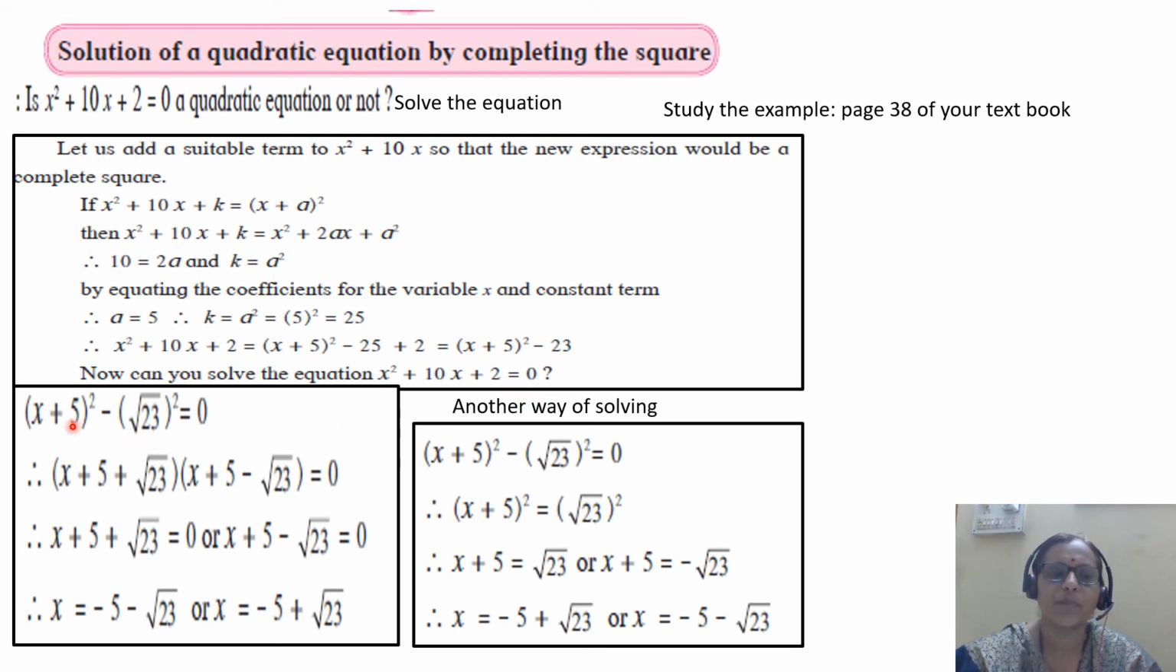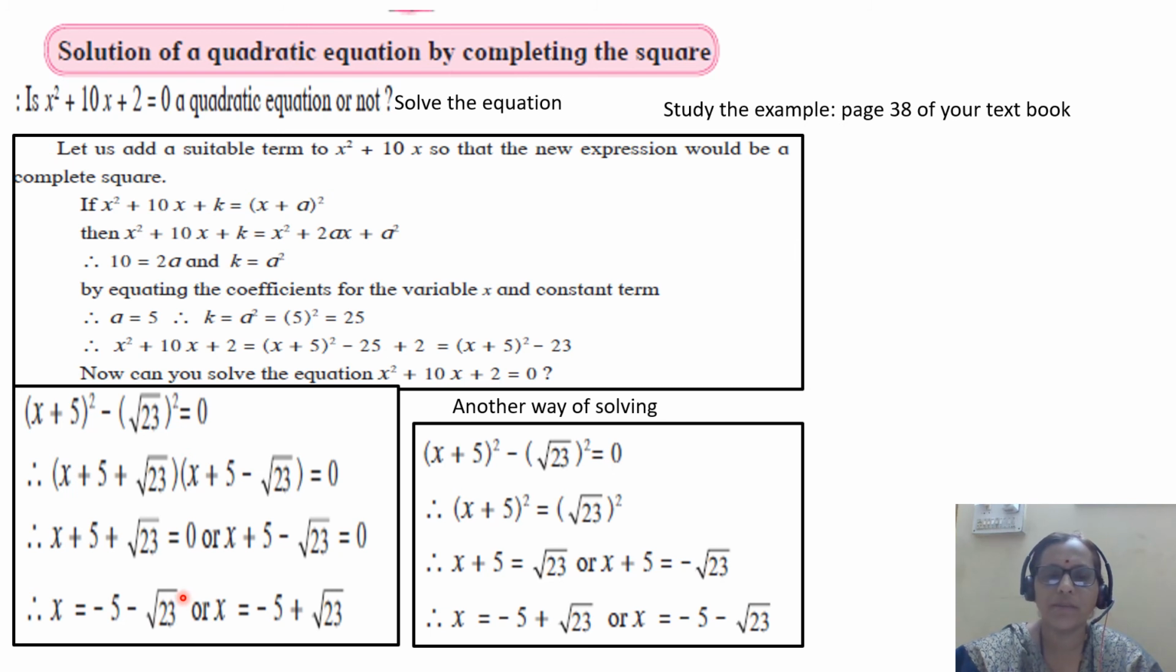Try it now. Now you have (x plus 5) whole square minus of 23. It can be written as (√23) whole square is equal to 0. So it is a² minus b², that is (a minus b)(a plus b) equal to 0. Now equate each bracket to 0. So what you have, x is equal to, transferring all the terms to the right side, minus 5 minus √23. x is equal to minus 5 plus √23 or x is equal to minus 5 minus √23.